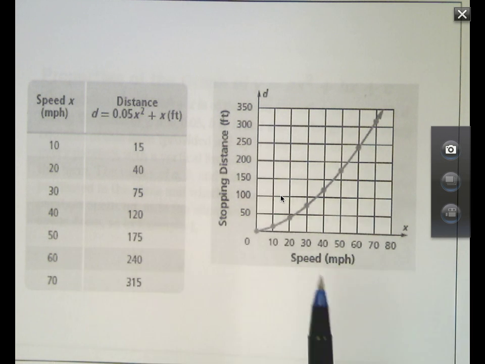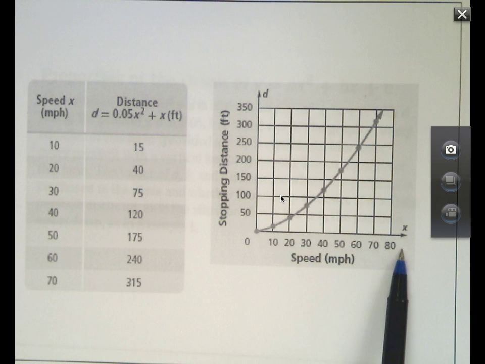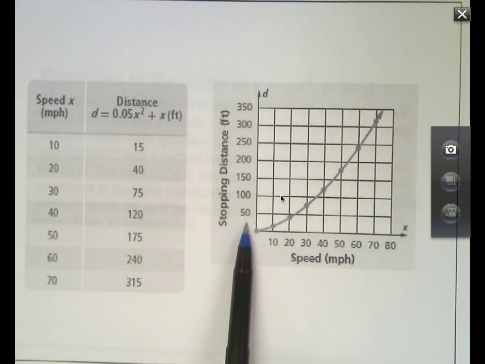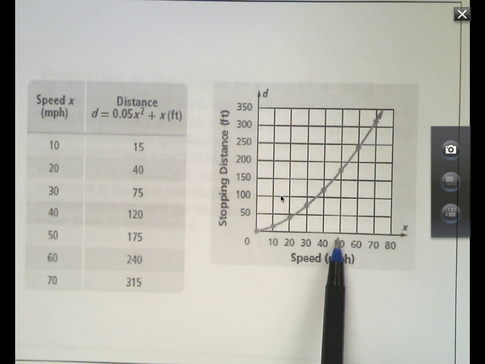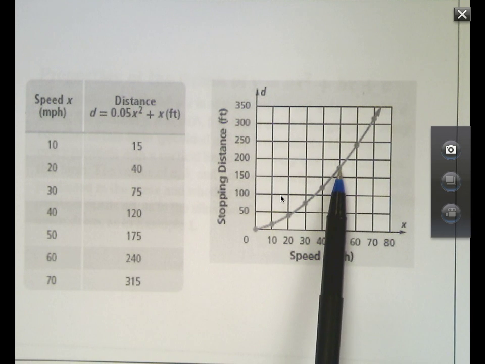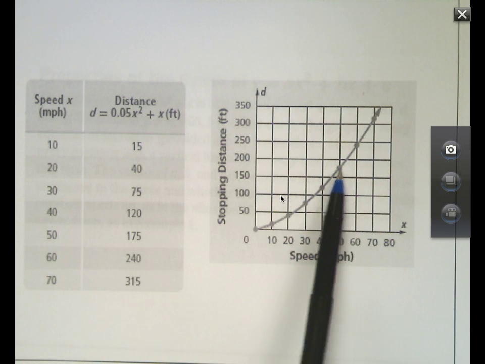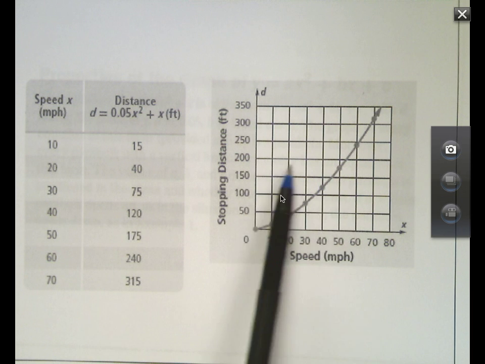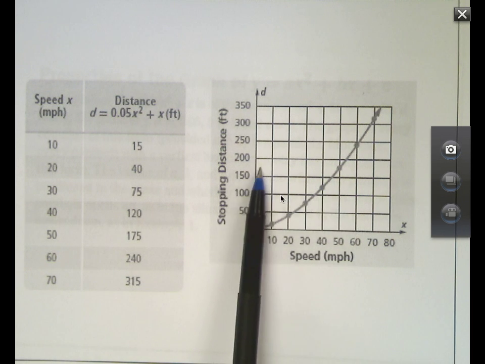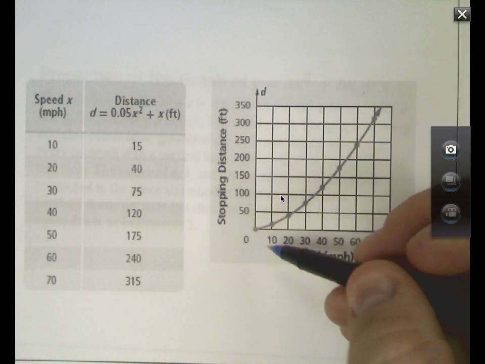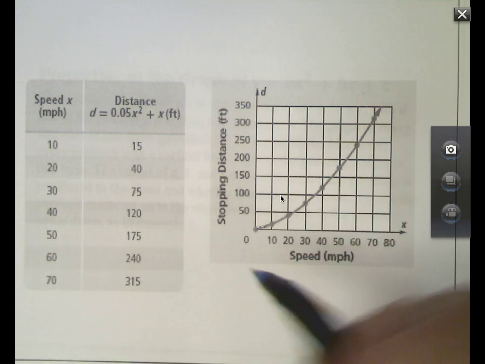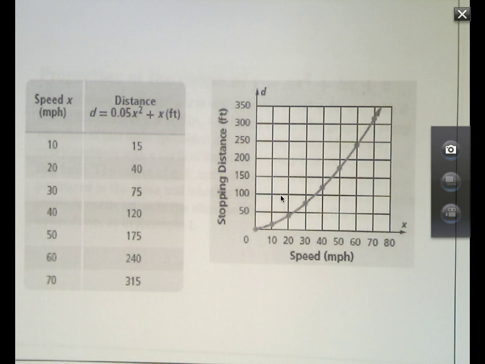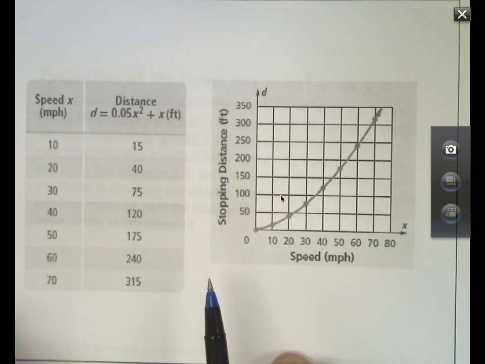Okay? Now, over here they graph that. Speed in miles per hour is our x. Stopping distance is our y. So, say for instance 50 miles per hour, it takes 175 feet in order to stop. Notice this graph resembles a graph of a parabola that we've been looking at.